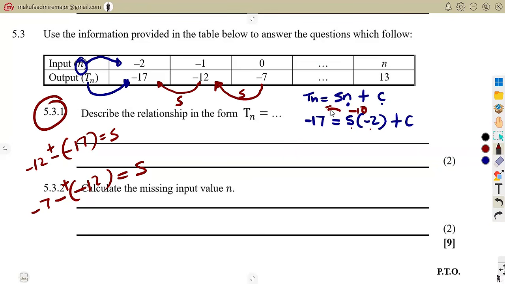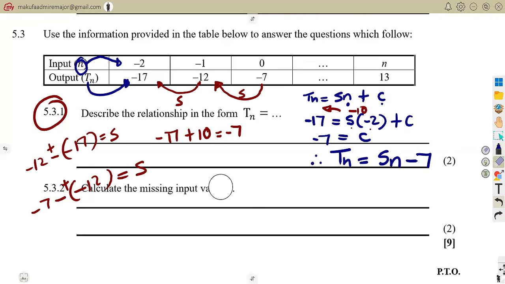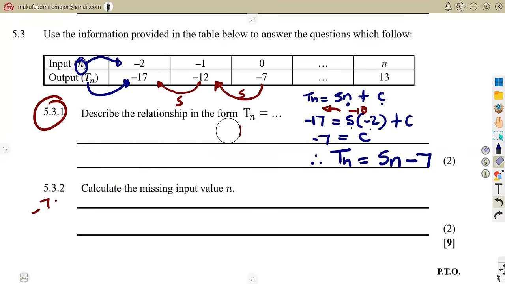So we take it to the other side of the equation. It will be minus 17 plus 10. It will be a positive there, which is what? A negative 7. So negative 7 is equal to c, meaning therefore Tn is equal to 5n minus 7. So it is going to be a negative 7 there, just like that. So this is the relationship that connects n and this Tn.